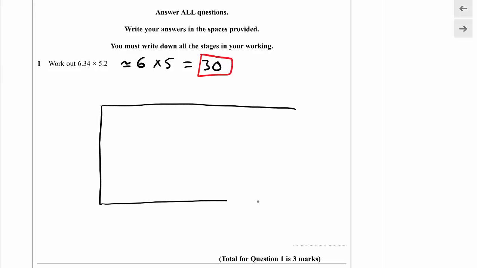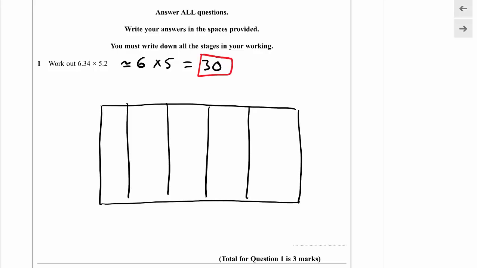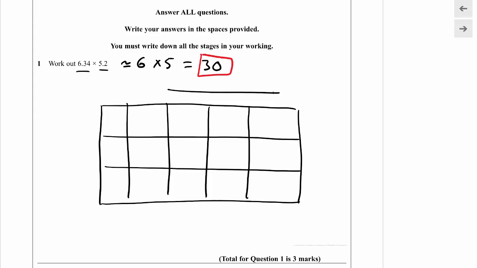And it involves me, first of all, drawing a table. And I'm just going to put some columns in this table. And then I'm going to put some rows in this table. And then all I'm going to do is take one of these two numbers and fit it along the top, and the other of the two numbers along the side. So I'm going to take the 6.34 and fit it along the top. And I'm going to put one digit per column.